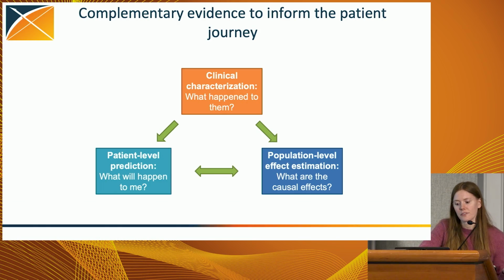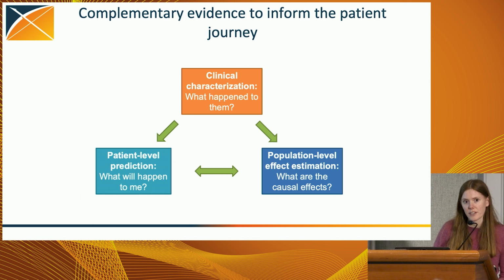So what is prediction? Well, it's perhaps easier to tell you what it isn't. In OHDSI, we have three different types of analyses that we tend to work on. We have characterization, and this answers the question of what happens to them. So you look at people who have lisinopril, and you look at what is in their history. And then you've got population level effect estimation, and this is looking at what the causal effects are. So this is what you saw with Martijn previously. And then prediction is what will happen to me.